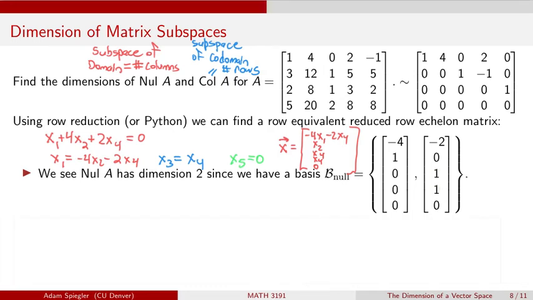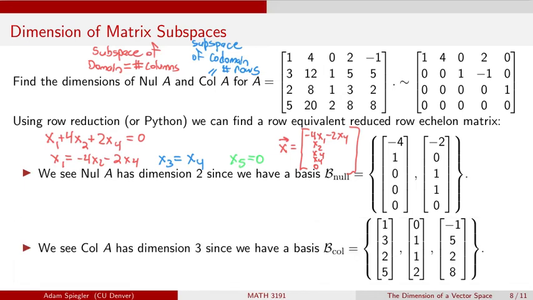So therefore, since we have a basis of two vectors, the null space is going to have dimension 2. And for the column space, recall what we can do is look at the reduced row echelon form that we get after doing row operations. We can see here we've got 1, 2, 3 different pivot columns. So therefore, the column space of matrix A is going to be the space that is spanned by the corresponding column vectors in the original matrix.